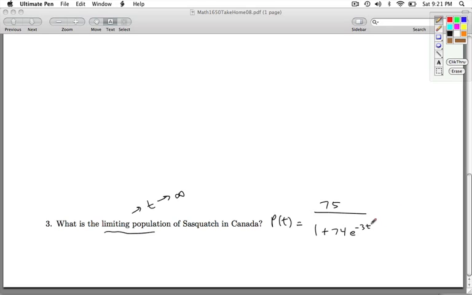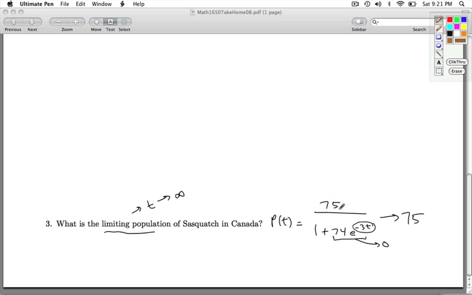When you let t be a very big positive number, this exponent is going to become a very big number, big in absolute value, but it's going to be negative. And if I take e to a very, very large negative power, it itself is going to get closer and closer to 0. So this term then is going to go to 0, which means that this whole thing is going to go to 75 over 1, which is 75.